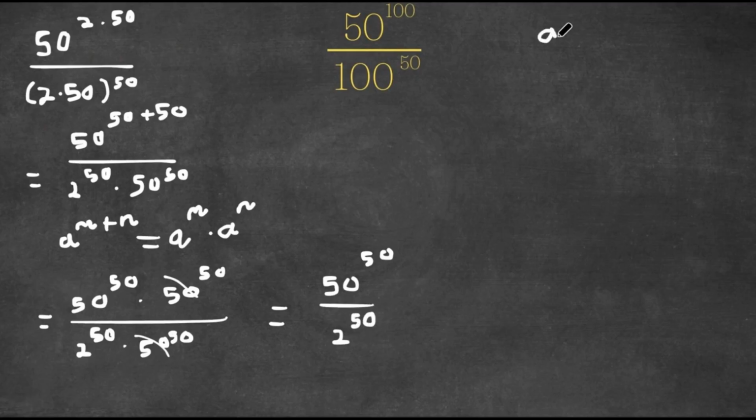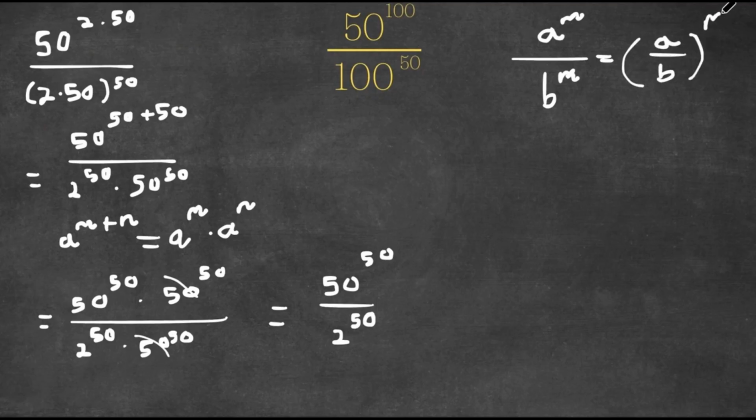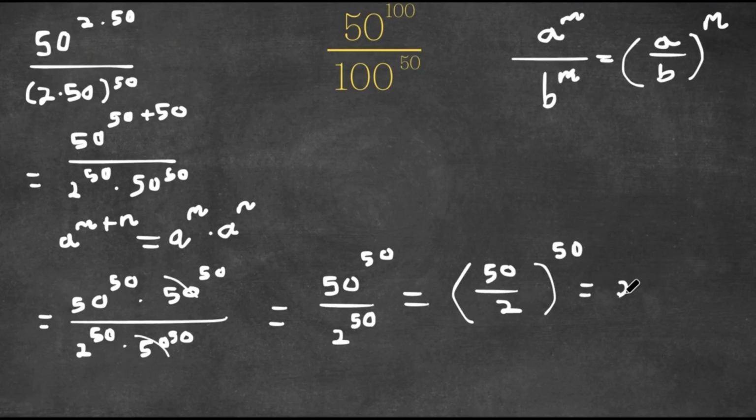Now, if we have something in the form a to the power of m over b to the power of m, this is equal to a over b to the power of m. So 50 to the power of 50 over 2 to the power of 50 is going to equal 50 over 2 to the power of 50. And this is equal to 50 divided by 2 is 25. So 25 to the power of 50.